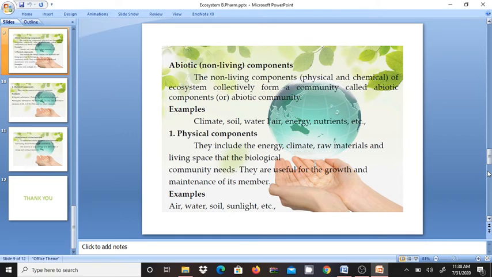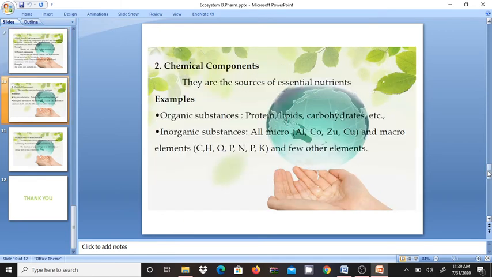Physical components we can consider as energy, climate, raw materials, etc., which are useful for the growth and maintenance of their members. For example, again water, air, soil, etc. Chemical components are the resources of essential nutrients. For example, organic substances like proteins, lipids, carbohydrates, and inorganic substances like macro and micro elements.